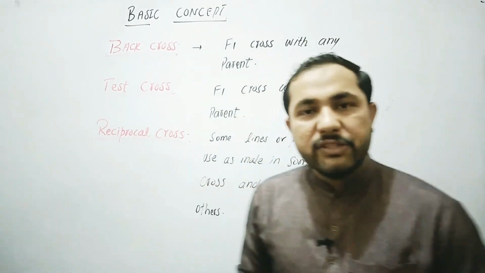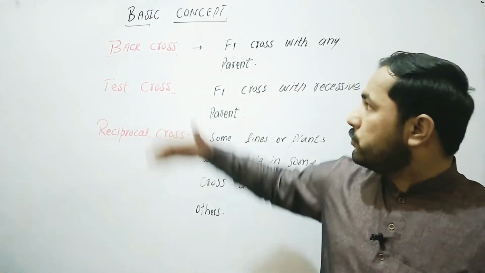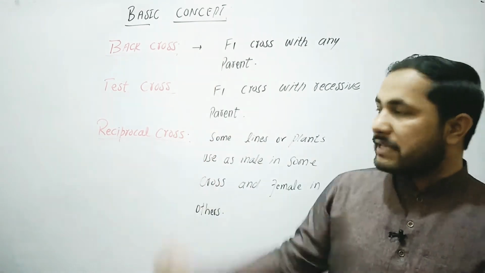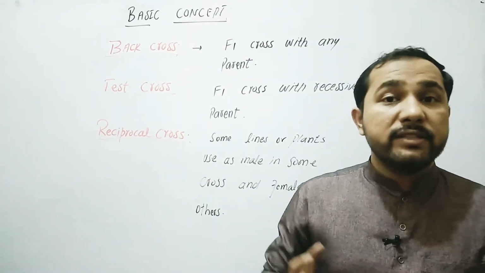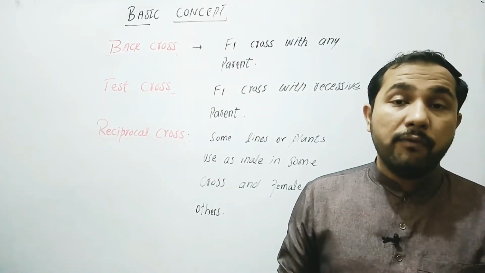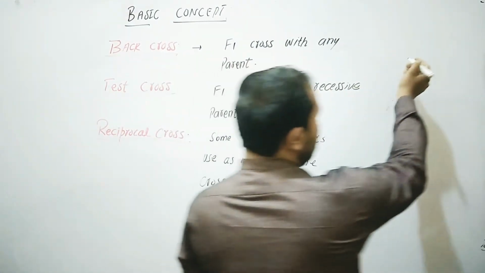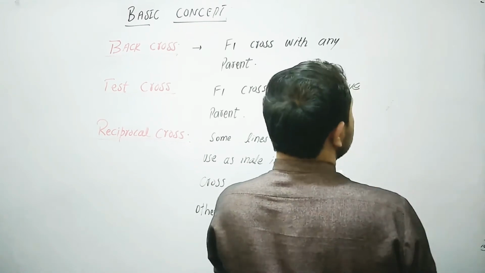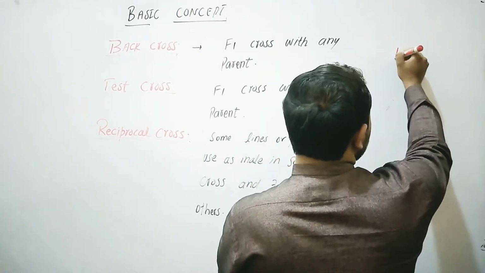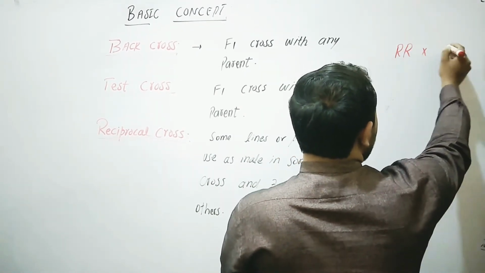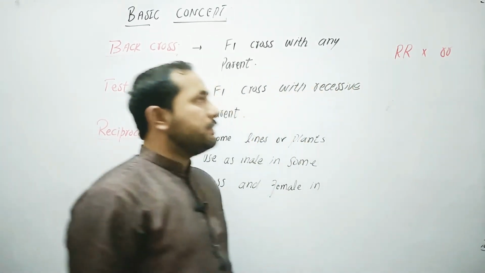In plant breeding and genetics, we commonly use these three terms: back cross, test cross, and reciprocal cross. These are very simple terms, and what are they actually? We clear it up with these simple examples. For example, if we talk about Mendelian genetics, we cross a round-seeded plant with a wrinkle-seeded plant.